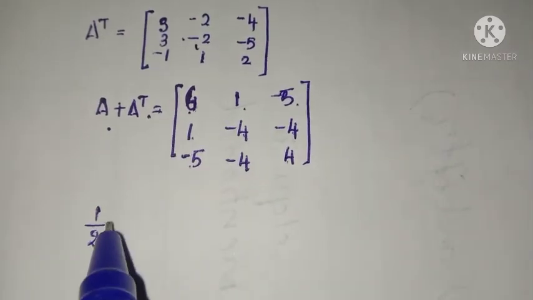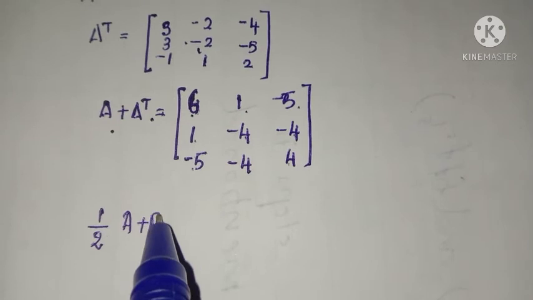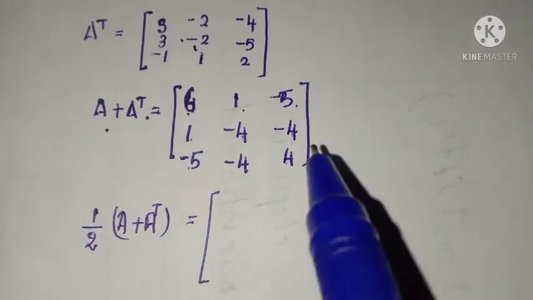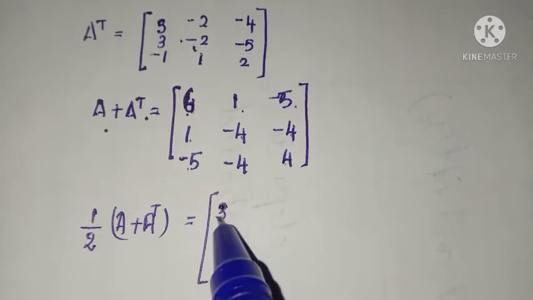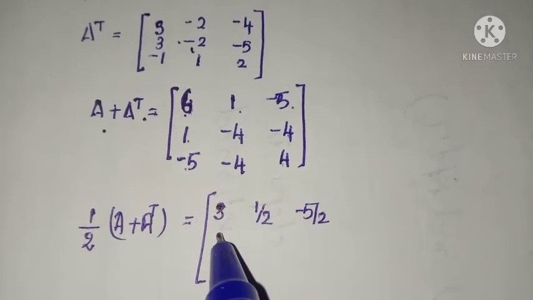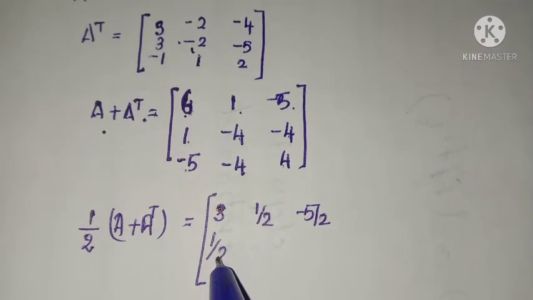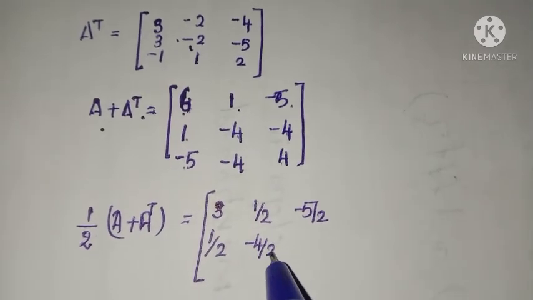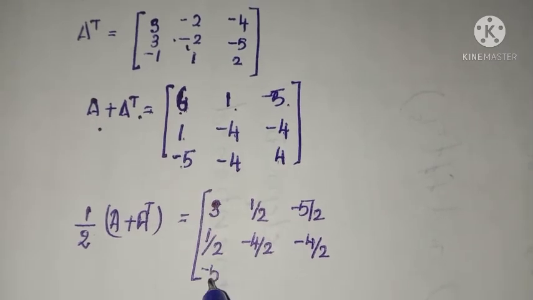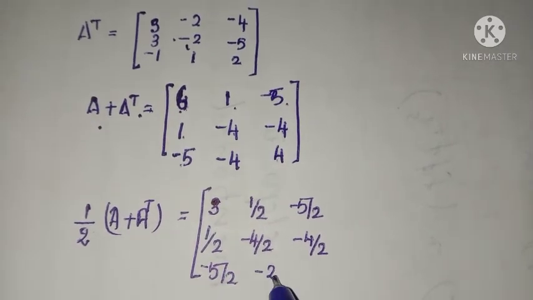Now half into A plus A transpose. Half into A plus A transpose is equal to 3, 1 by 2, minus 5 by 2; 1 by 2, minus 4 by 2, minus 4 by 2; minus 5 by 2, minus 2, 2.